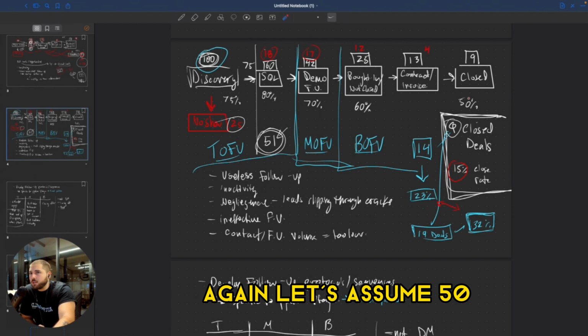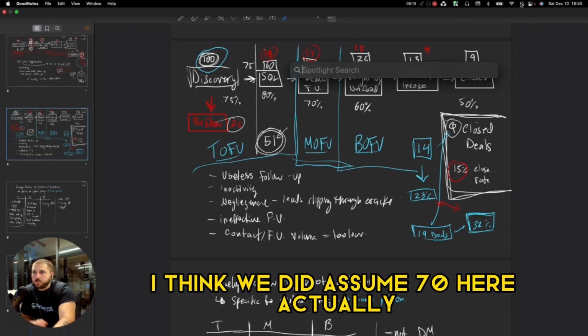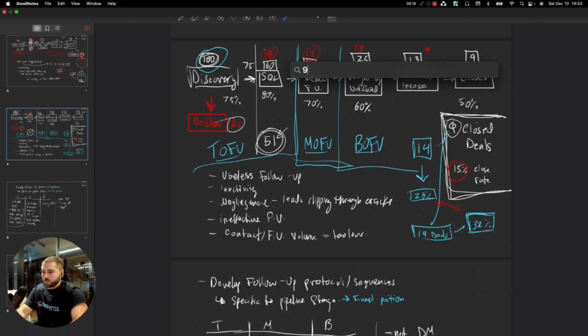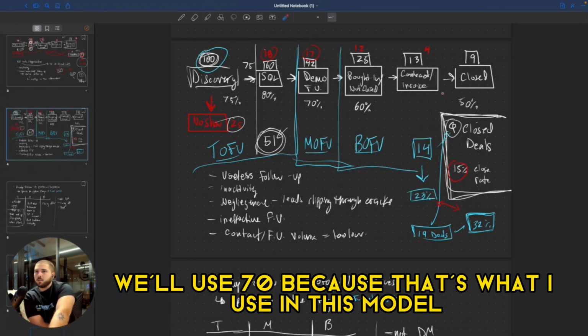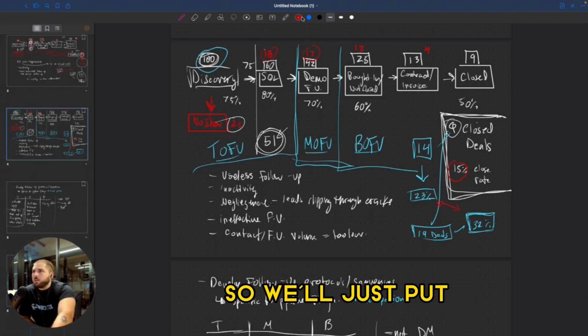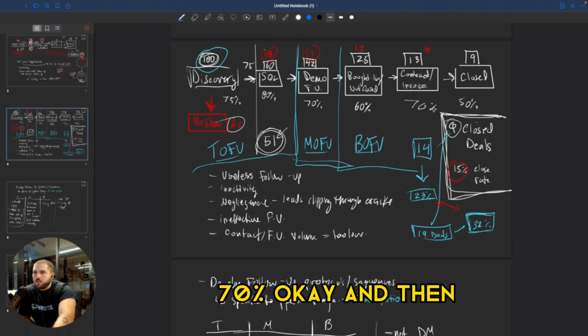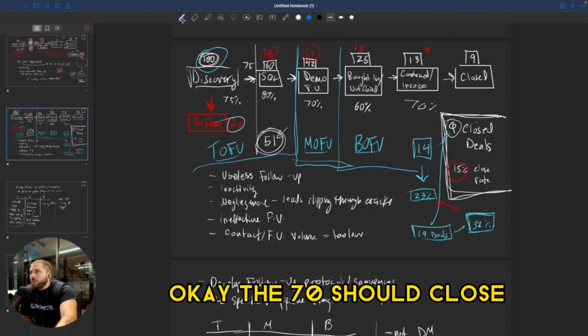Again, let's assume 50%. Or hold on here. Well, I think we did assume 70% here actually. Yeah, we assumed 70%. Okay, so never mind. We'll use 70% because that's what I use in this model. I just didn't write it down here, so we'll just put 70%. Okay, and then we'll scratch that. So 70% should close.